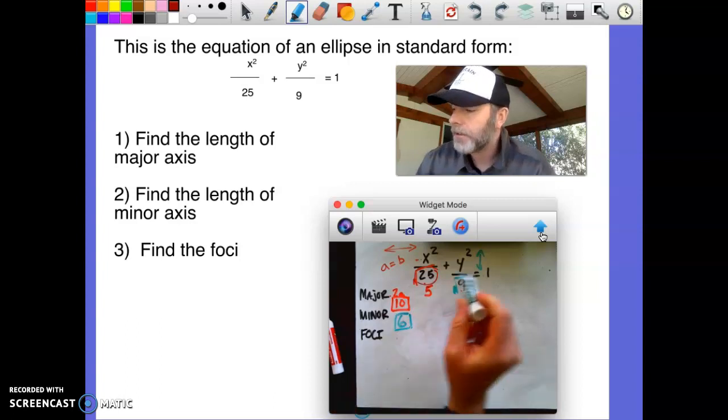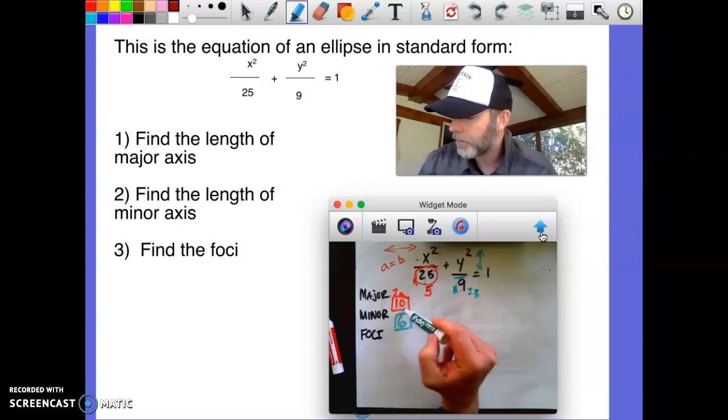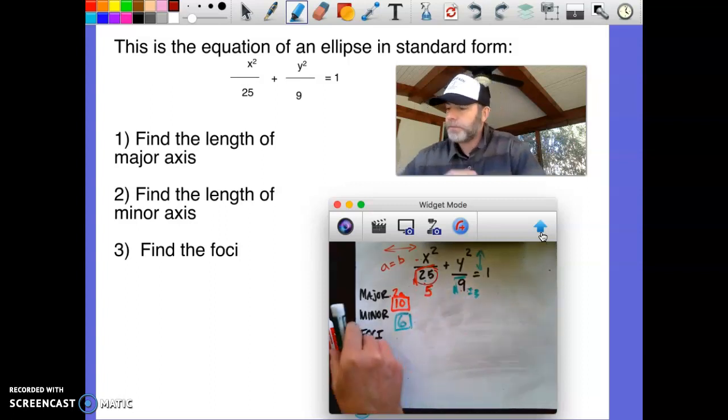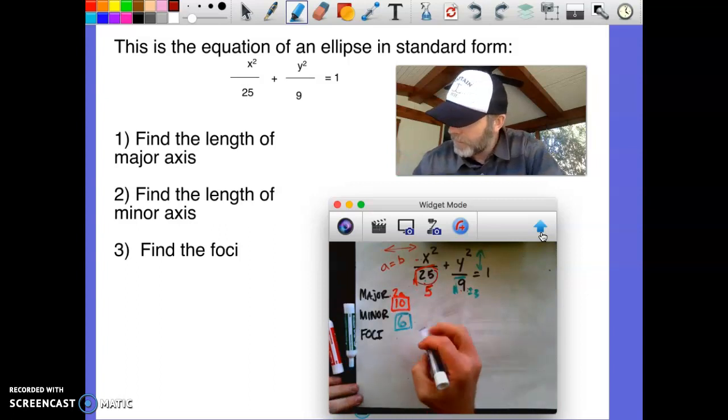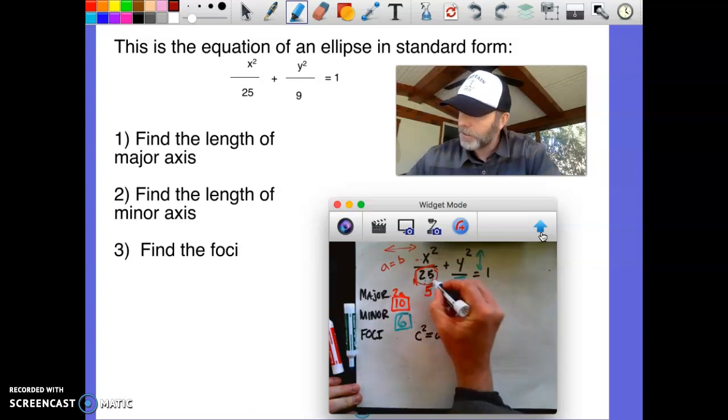So finding the length of our axes is pretty straightforward. We take the square root and double it. Square root, double it. Now the foci is a little bit different. We have to use this equation, which we learned in the previous slide, which says that c squared equals a squared plus b squared. Now we can find a squared by looking up in the equation here.